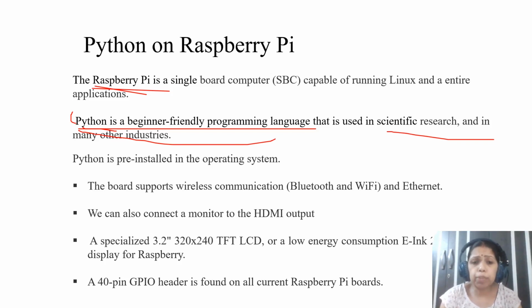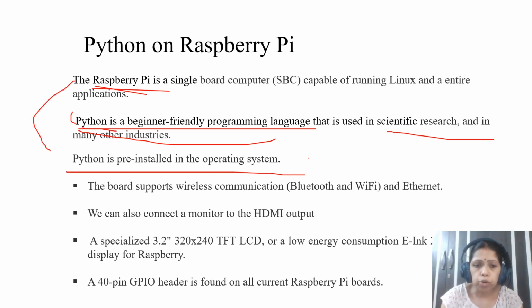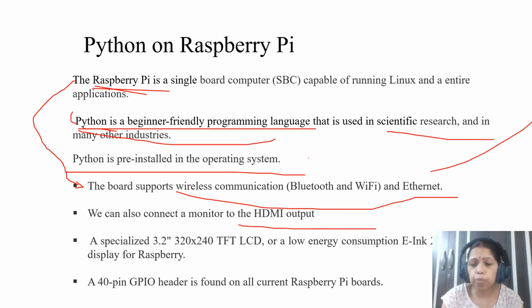Normally Python is pre-installed in the Raspberry Pi. If you open the Raspberry Pi, you can automatically check that there is a Python option. This Raspberry Pi board normally accepts wireless communication like Bluetooth and Wi-Fi, as well as Ethernet technology. An HDMI port is also required if you want to connect a monitor with the Raspberry Pi. Apart from that, it will have an LCD and some low energy e-ink display systems also.